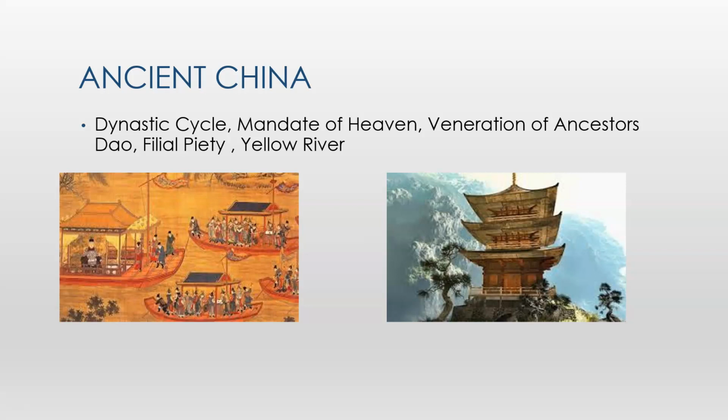Tao, which is more of a philosophical, religious sort of thing. Filial piety, that is having devotion to parents, and the Yellow River on a geographic level. These words should be in the mix for ancient China.